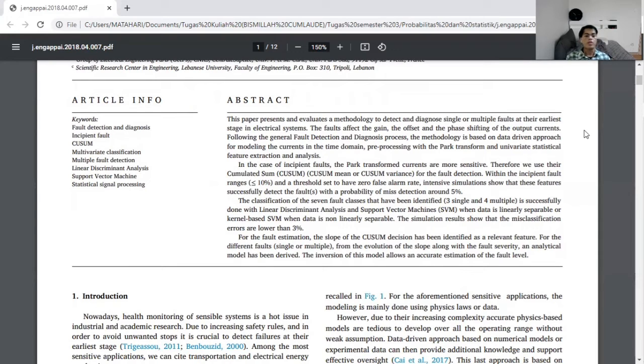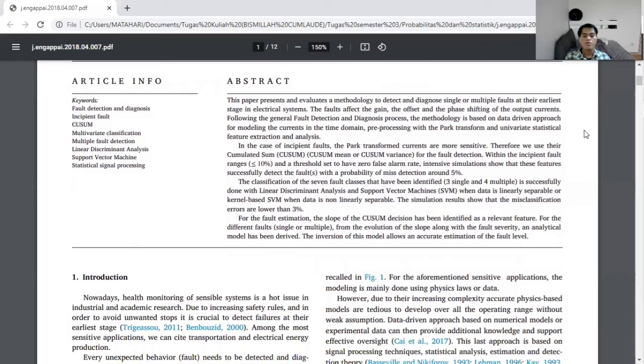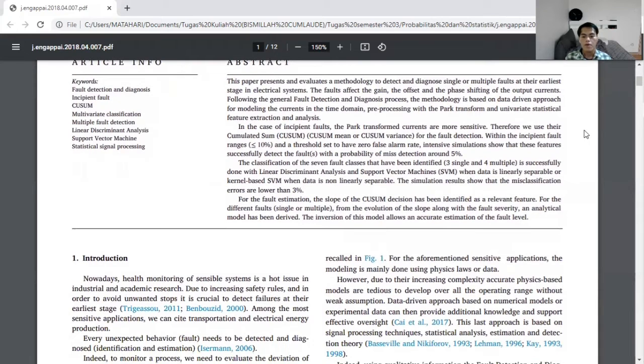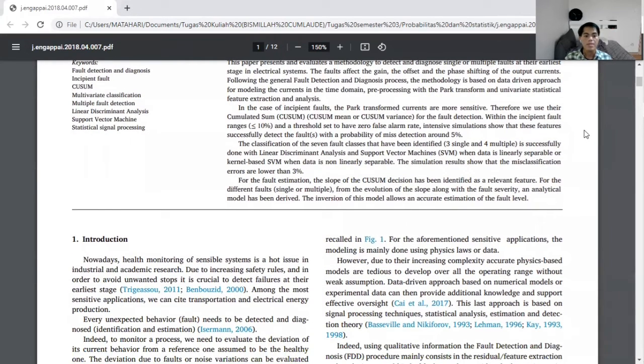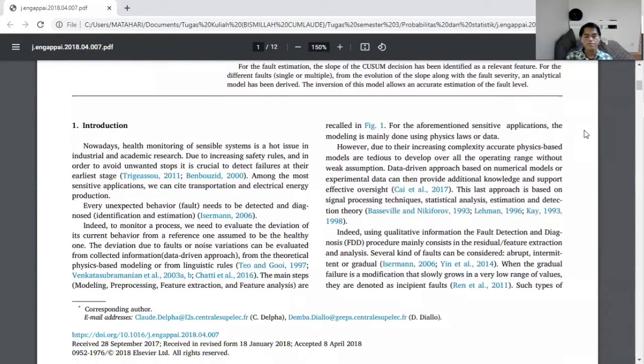For the fault estimation, the slope of the chosen decision has been identified as a relevant feature for the different faults, single or multiple. From the evolution of the slope along with the fault severity, an analytic model has been derived. The inversion of this model allows an accurate estimation of the fault event.